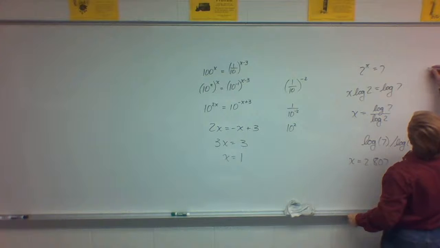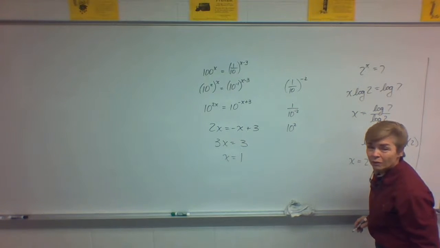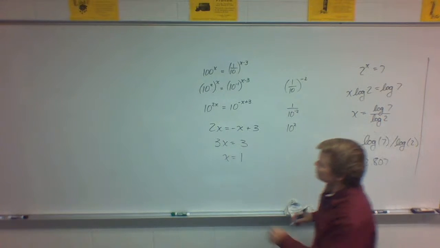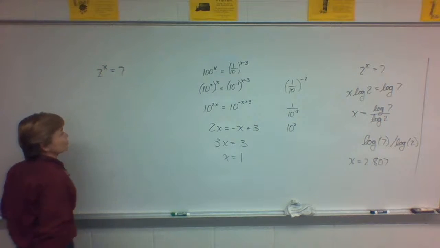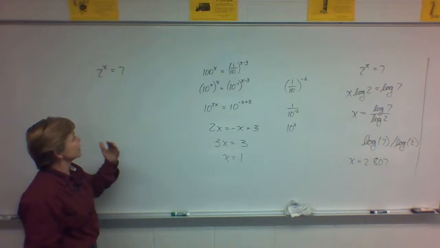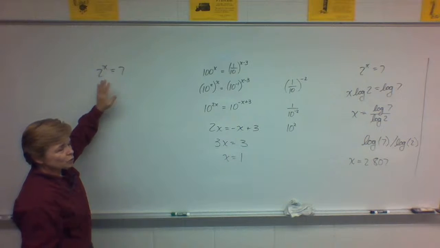I'm not going to have much room over here, but I got to stay in the window. Ooh, I'm not in the window. I'll come over here. 2 to the x equals 7. Let's try the other strategy so that you understand what you've got available to you. How do you change this to a log?